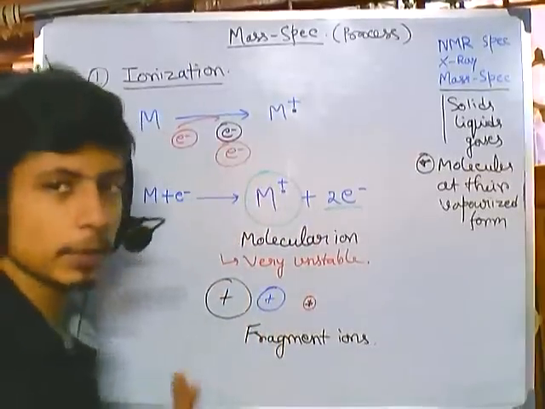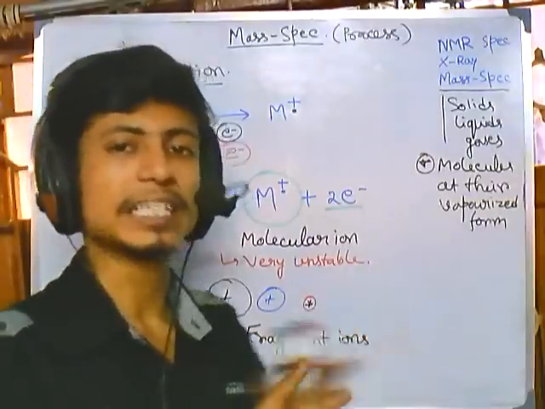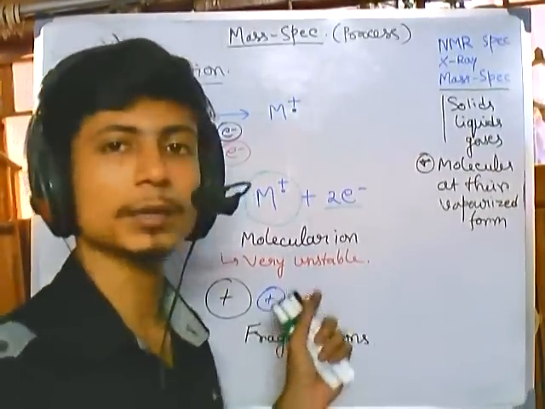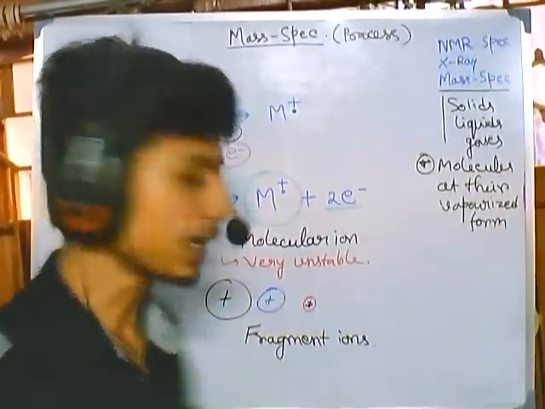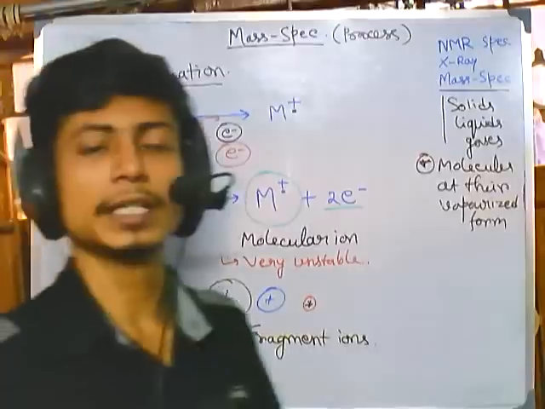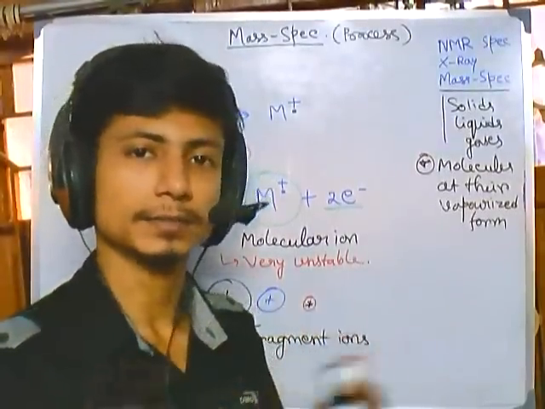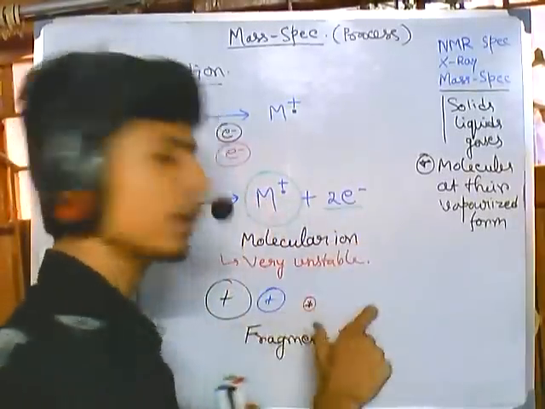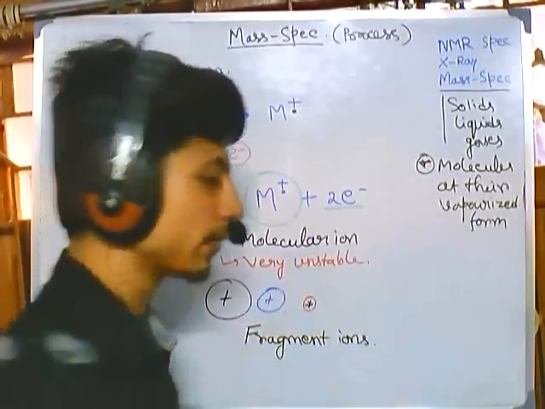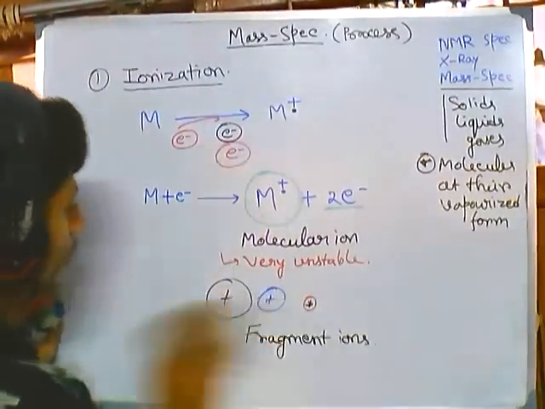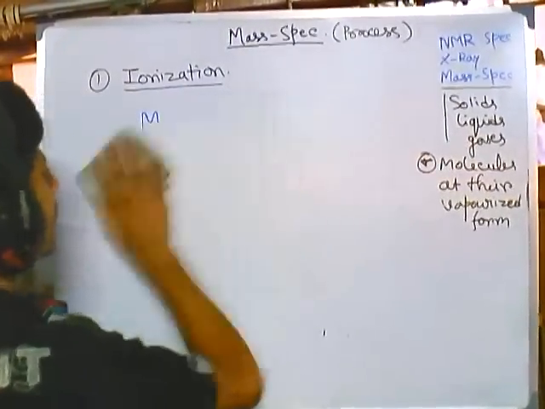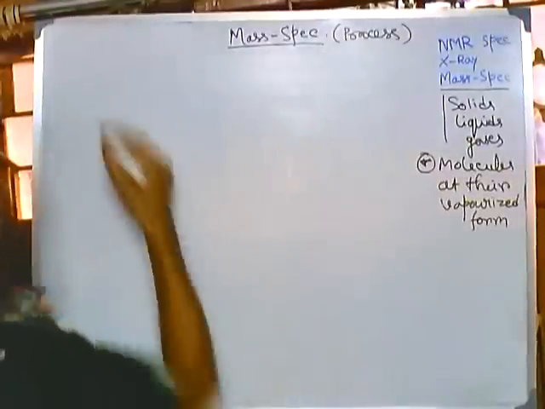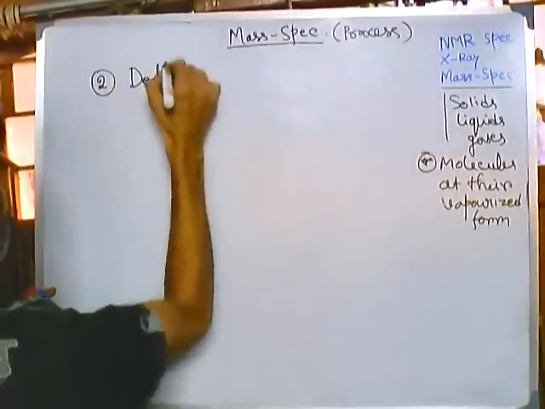Now let us consider the second important step. The second important step, remember what I've told, is the deflection step. So whatever is generated here are the fragment ions. Now those fragment ions will be taken and they will be deflected. How are they deflected? They will be deflected under the influence of the magnetic field. So magnets will be placed, remember we've seen the magnet chamber, and these fragment ions will be deflected according to the magnetic field. So let us consider that part. Fragment ions are generated, and from the fragment ions, we will be talking about that part. So the second part is deflection.